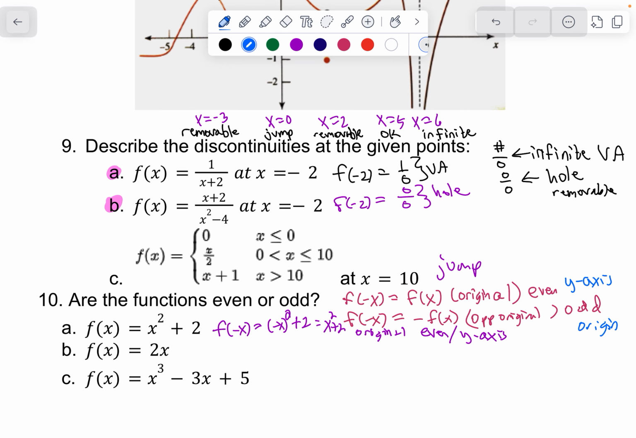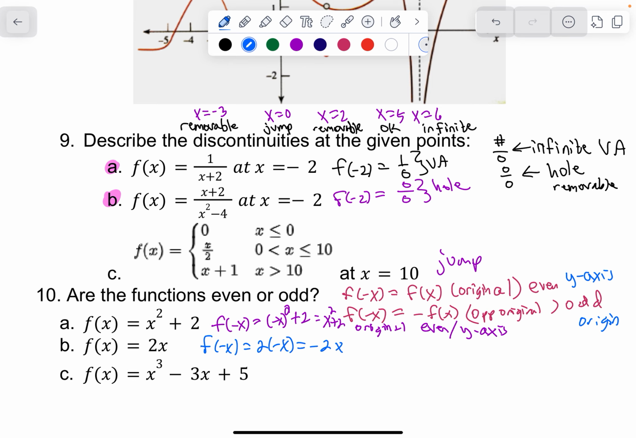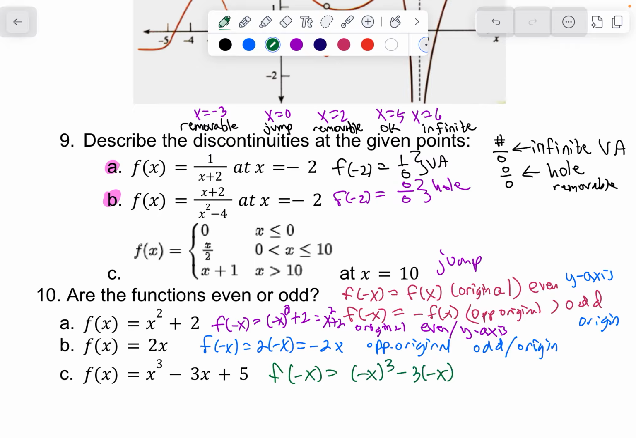Let's take a look at B. If I stick in -x, I get 2 times -x, which is -2x. That is the opposite of the original. So it's odd. It has origin symmetry. Okay, let's do it one more time. If you stick in -x, you get -x cubed minus 3 times -x plus 5. So we're just taking out the x's and sticking in -x in parentheses. We simplify down and see what happens. We get -x cubed plus 3x plus 5.